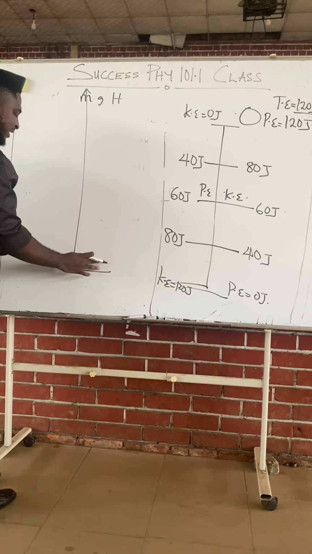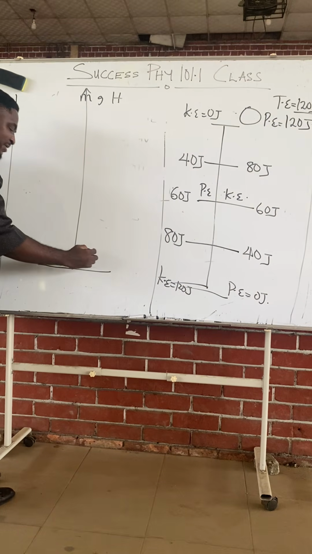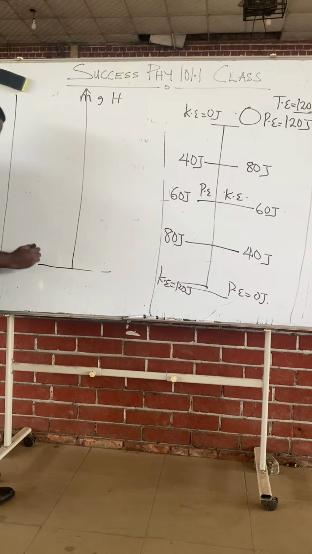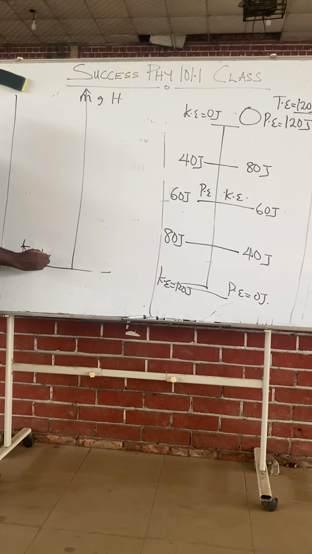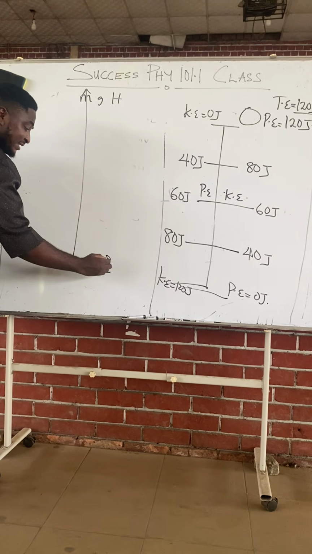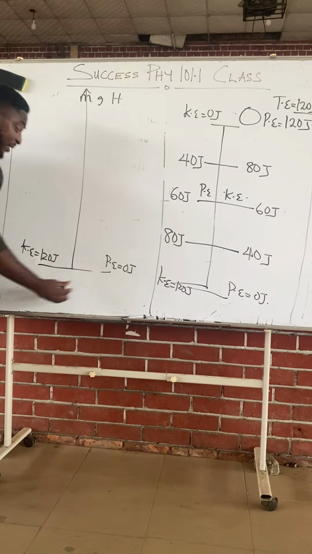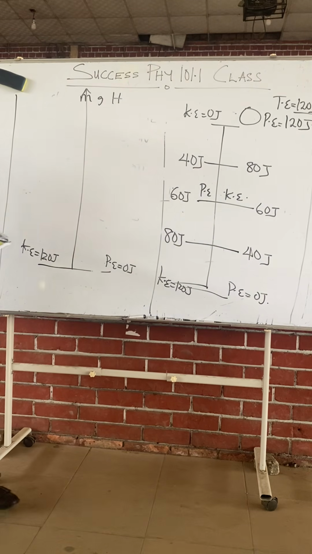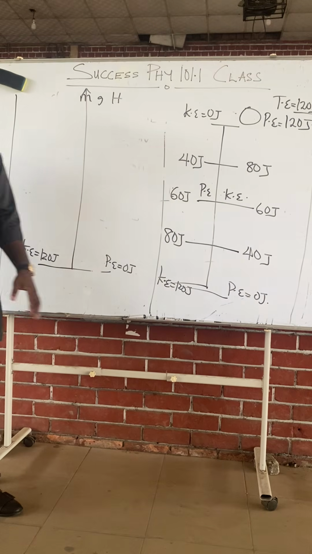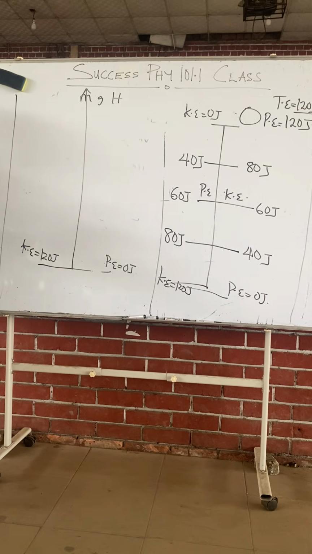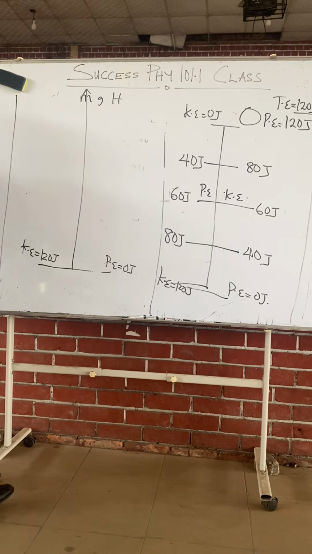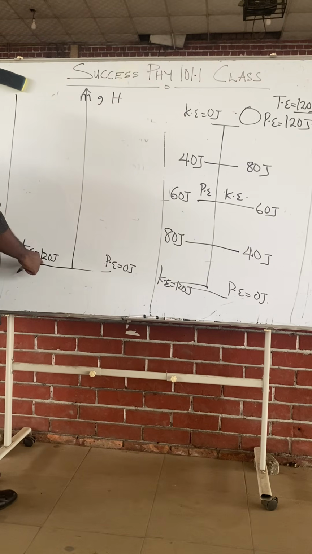When going up, class, before the body starts moving up, the kinetic energy is maximum. Kinetic is what? So if the total energy in the system is 120, kinetic is 120. Potential is what? Before the body starts going up, kinetic is 120, potential is 0. As soon as it moves up, kinetic starts reducing.